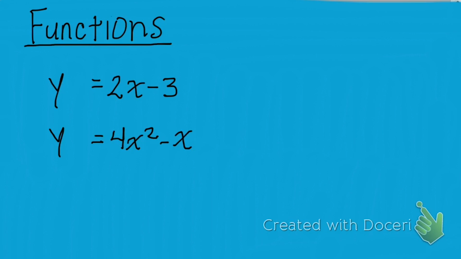Firstly, these two equations here are functions. Y equals 2x minus 3 is a linear function. Y equals 4x squared minus x is a quadratic function that we'll graph as a parabola. And there's infinite variety of functions.